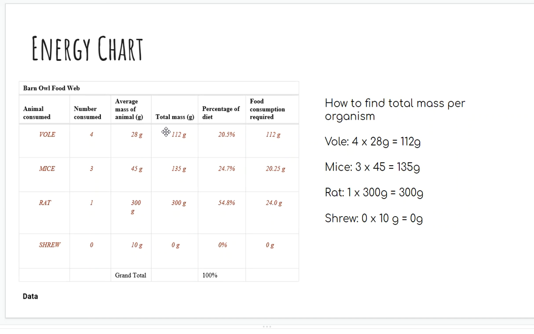So if I was going to look at what is the total mass of energy that came from the vole, what I'm going to look at, and I've put the math for you over here to the right.